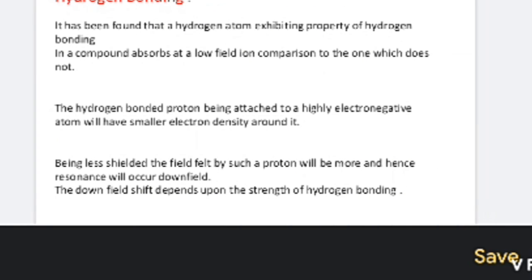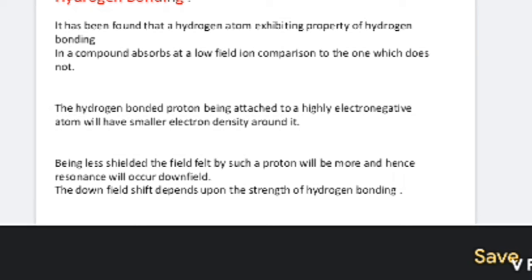So this is the most important slide, that is hydrogen bonding. As we know, what is the importance of hydrogen bonding? It has been found that a hydrogen atom exhibiting the property of hydrogen bonding in a compound absorbs at low field in comparison to the one which does not.